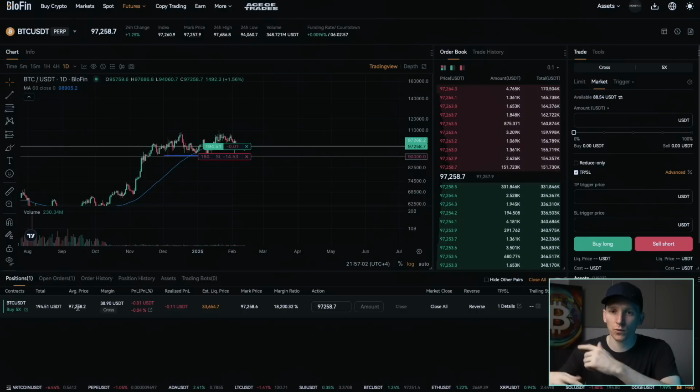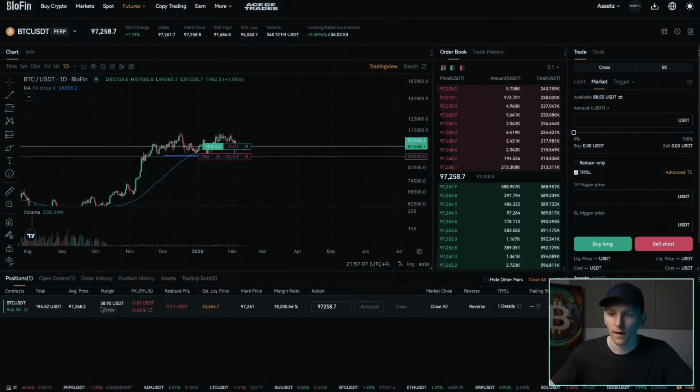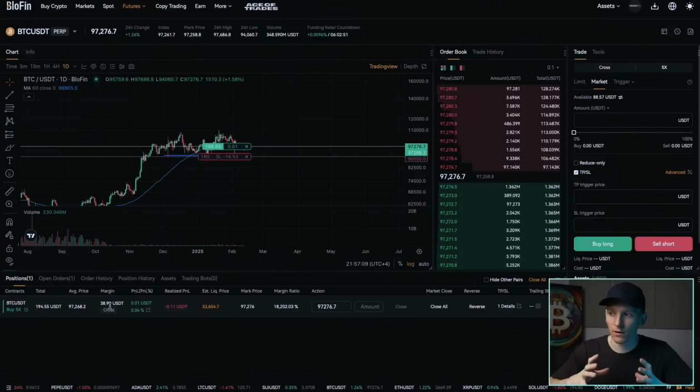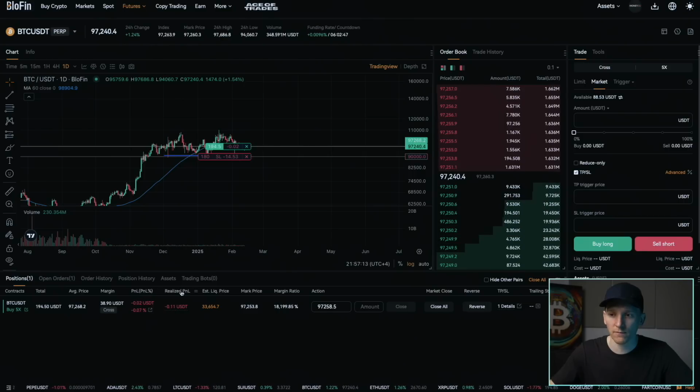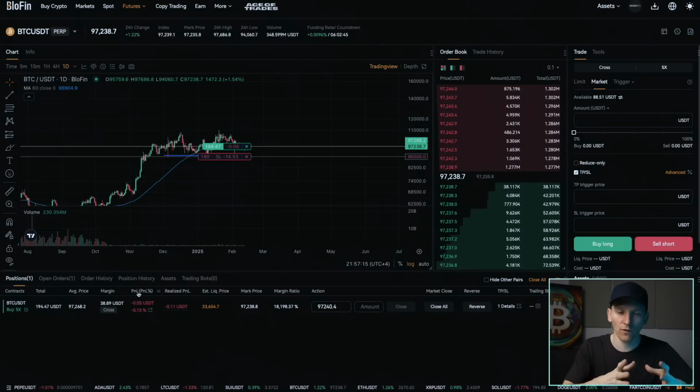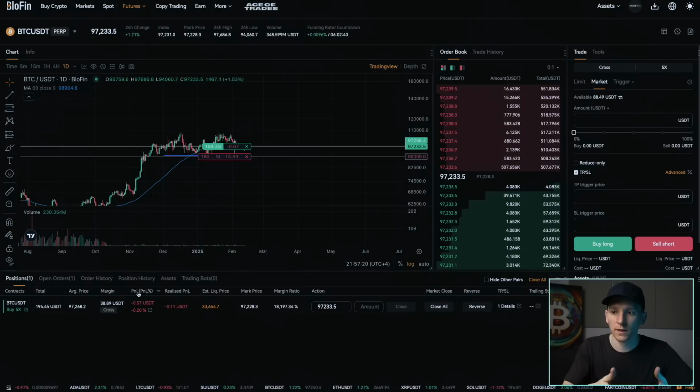Now, if you open extra orders now, so if you go long again, it's going to give you an average price of whatever it is. This is the margin, which is the amount of capital that you tied up in this position, and our profit and loss, and our realized profit and loss. So profit and loss is the amount of P&L that you have in the open position. You can also close partially the order as well.